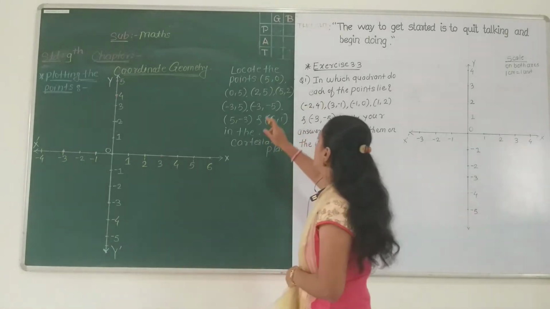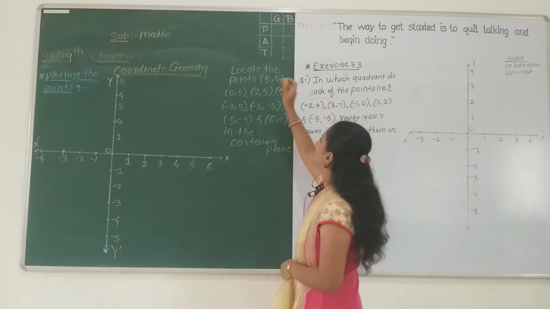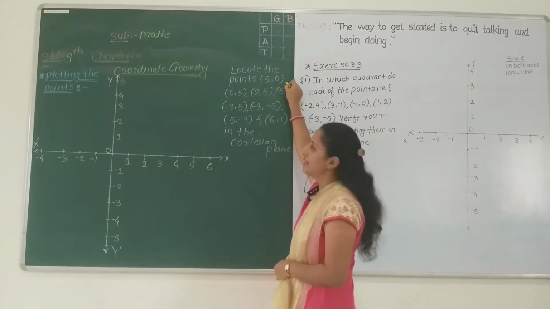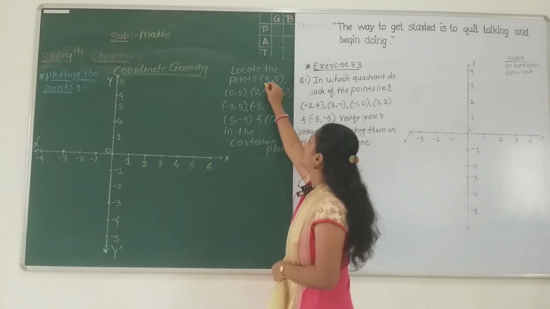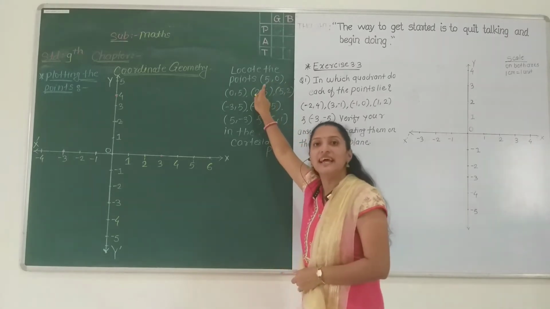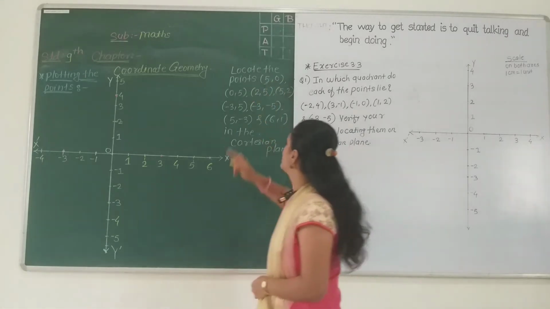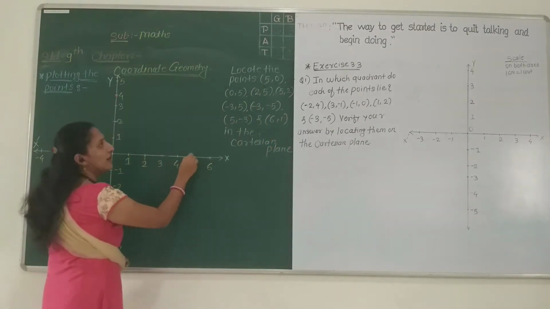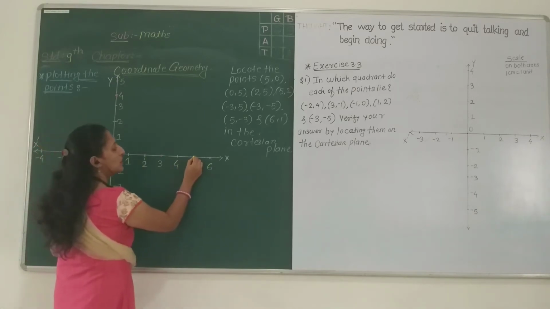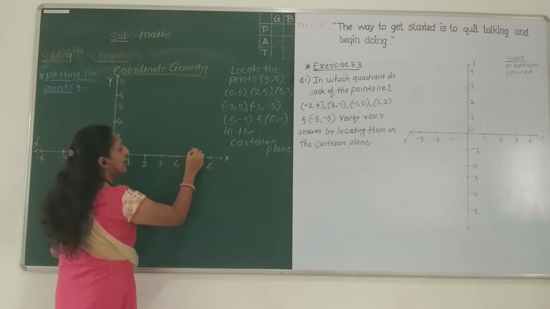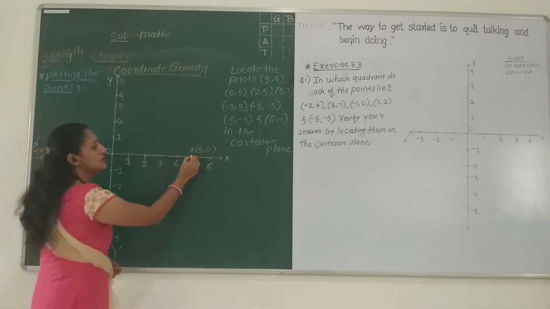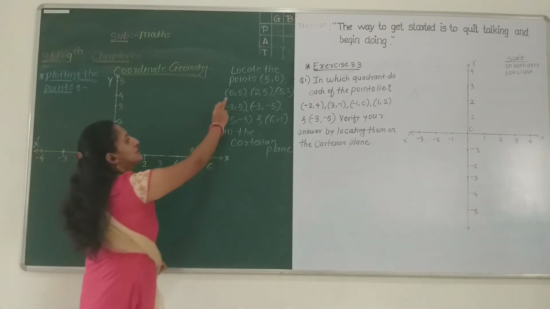Now look at this point. First one is x-coordinate and the second one is y-coordinate. Here the y-coordinate is 0. That means this point lies on the x-axis. So how can we locate this point? The x coordinate is 5 and y coordinate is 0, so this point lies on this axis. We name this point as A (5, 0). Now (0, 5).